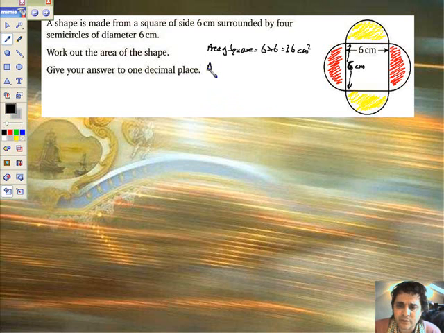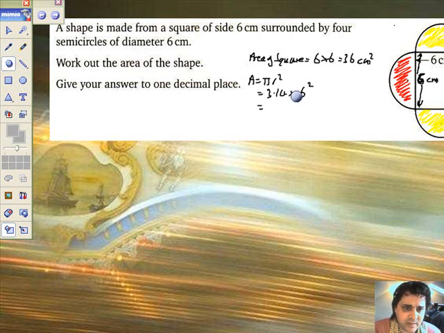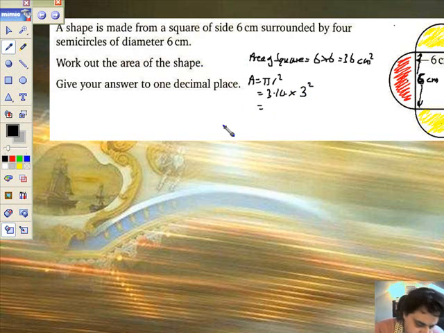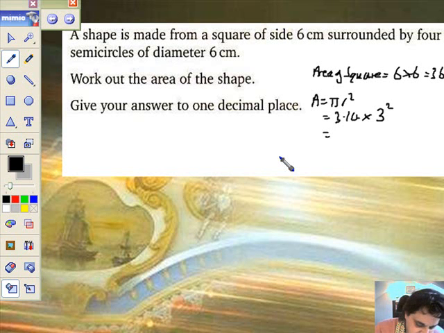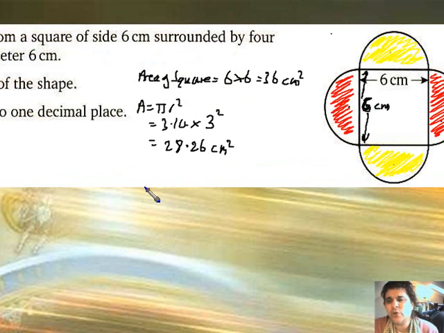So here I go. Let's work out the area of a circle for a start. A equals pi r squared, which equals 3.14 times radius squared. So 3.14 times, diameter is 6, radius is going to be 3. So you can self-correct. So here we go, 3.14 times 3 3s are 9. The area of the entire circle will be 28.26 centimetres squared. But I've got 2 whole circles.